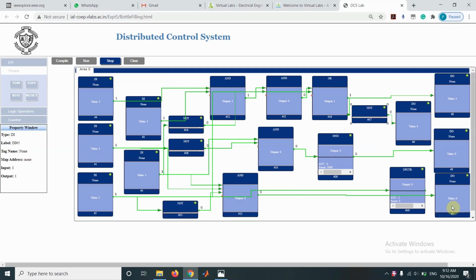Now the solenoid fine valve stops, counter is incremented by 1, pneumatic cylinder stops as well, and conveyor motor starts running again. So this is the position when bottle is completely filled and conveyor motor starts running so that it can be taken from the position right under the solenoid valve to the right position of the belt where it can be taken down.